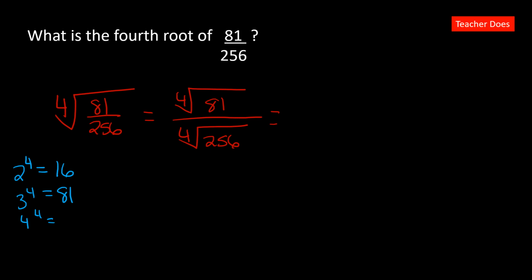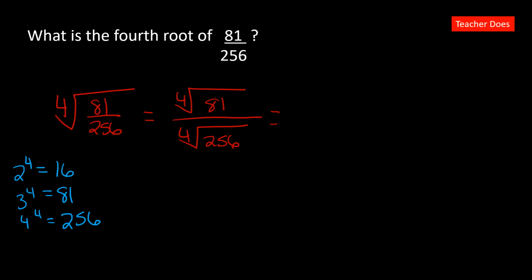For 4 to the 4th, 4 times 4 is 16. Okay. And then we're going to go ahead and do 16 times 4. So 16 times 4 is 64, times 4 is 256. Oh, okay, cool. So this pretty much all worked out for us.